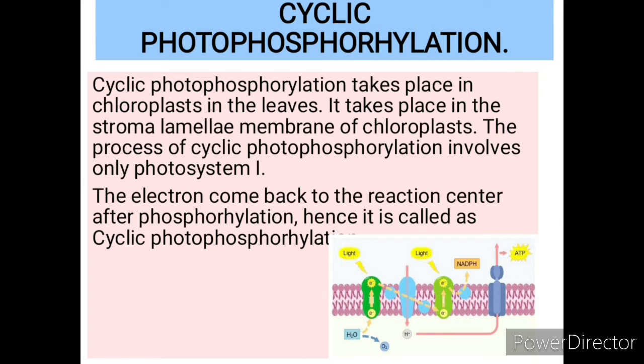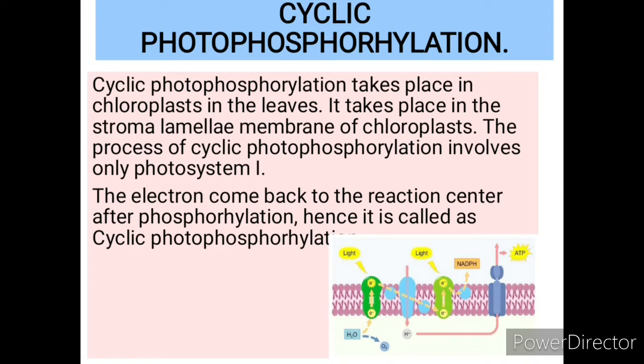In each and every photosystem there is a reaction center which is always chlorophyll A. Chlorophyll absorbs light energy and converts it into food energy, that is chemical energy, that is carbohydrate. Whenever chlorophyll A transmits the electron to the next electron carrier level, after the photophosphorylation the electron comes back to the reaction center again, that is to chlorophyll A. In this manner chlorophyll A gets its electron back, and hence it is called cyclic photophosphorylation.